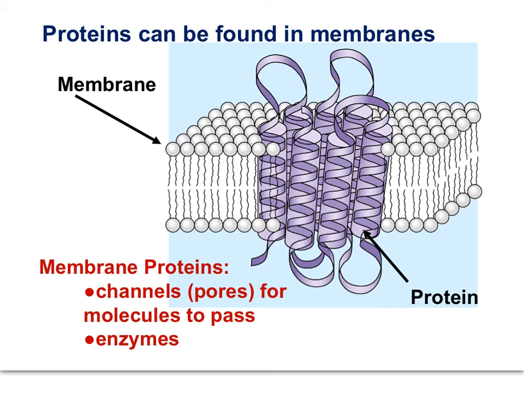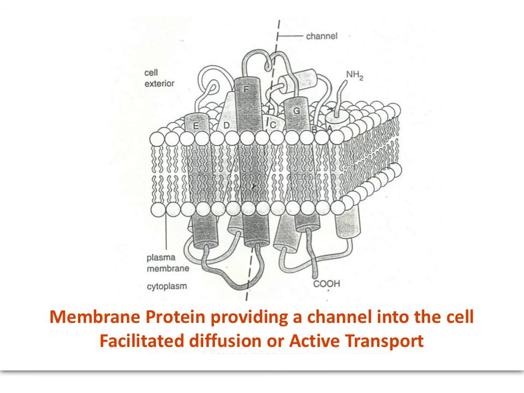Membrane proteins can also serve as enzymes. This diagram clearly shows the relationship of the polypeptide to the membrane and shows a channel through the protein. That channel might be involved in what's called facilitated diffusion or active transport. More of these in the next movie.